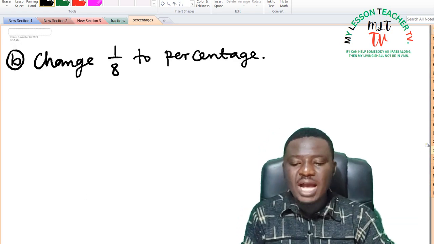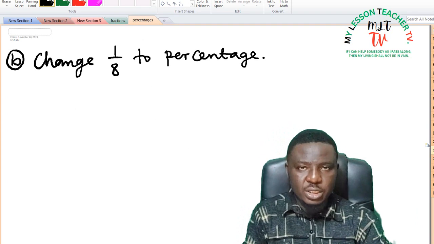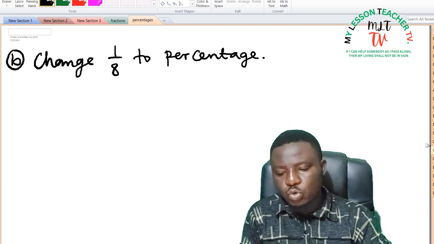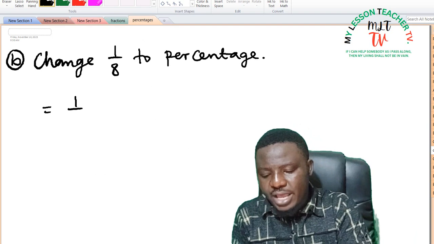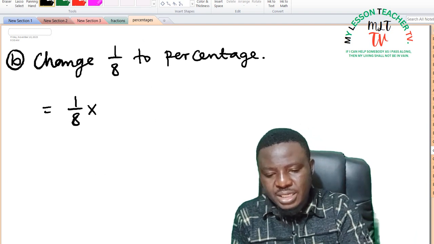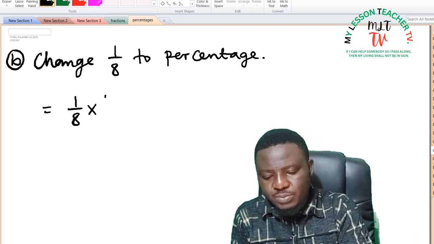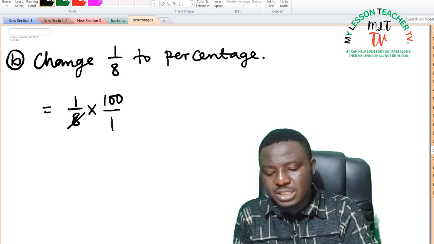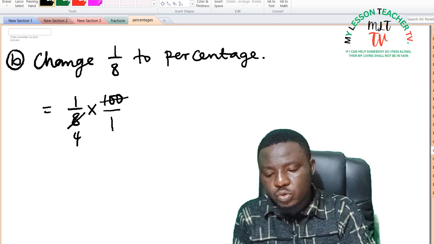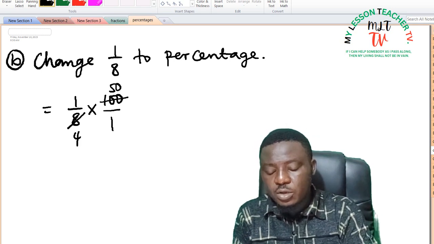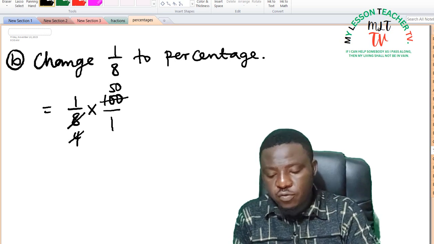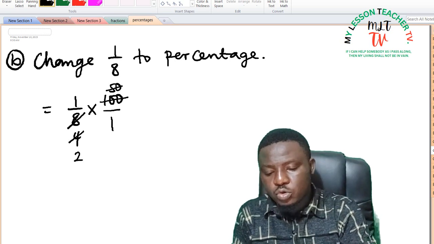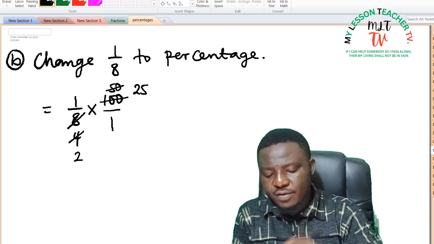B, we are asked to change 1 over 8 to percentage. So I'm going to be using method 2 to do that. Expressing 1 over 8 as a percentage, this becomes 1 over 8 times 100. What can go? 2 into itself. 2 into 8 is 4. 2 into 100 is 50. 2 can still go. 2 into 4 is 2. 2 into 50 is 25.